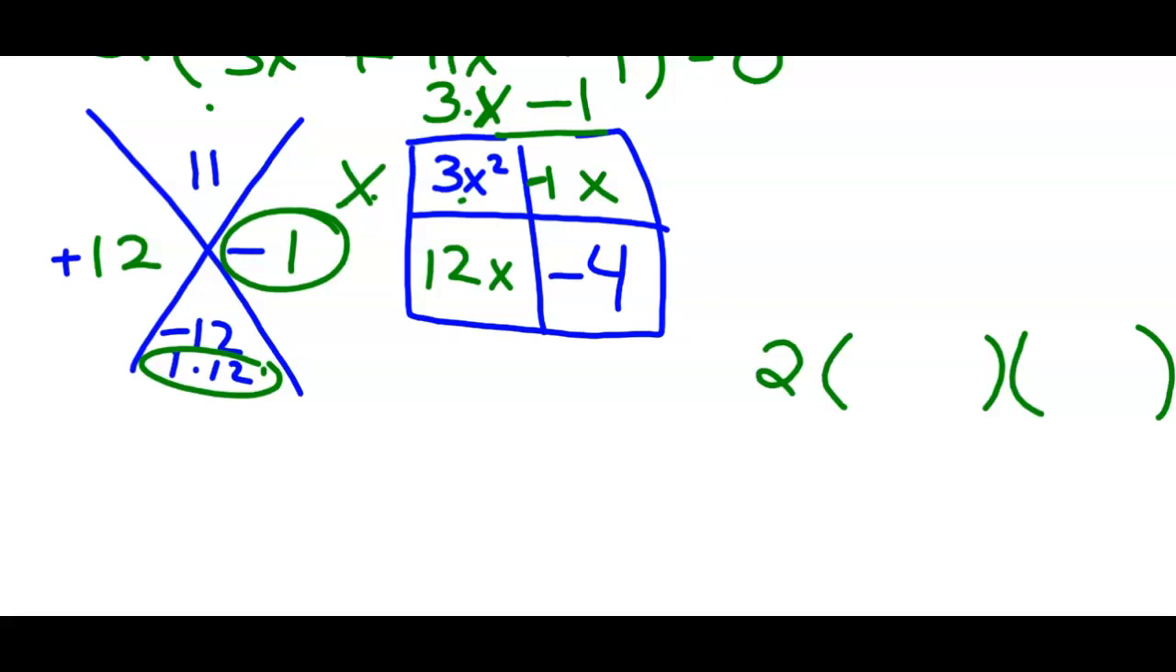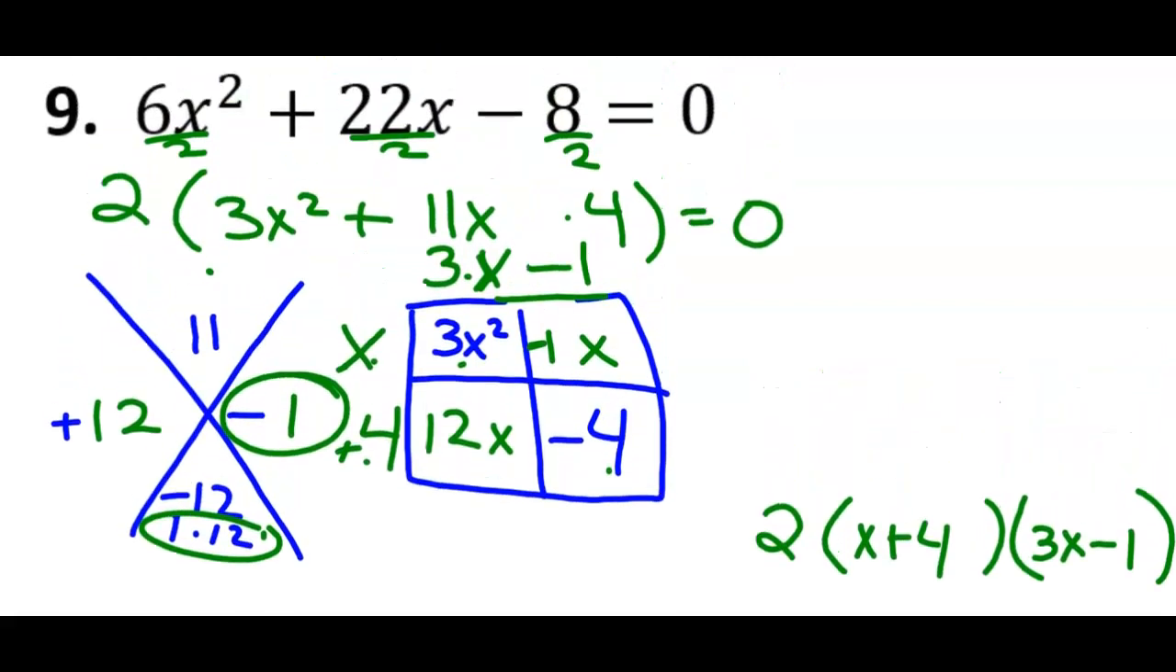All right, what can I divide 12x and negative 4 by? Negative 4? Positive 4, because that negative 1 times 4 gives me negative 4, right? So then here, I've got x plus 4 and 3x minus 1. Does this one equal 0? Yes.